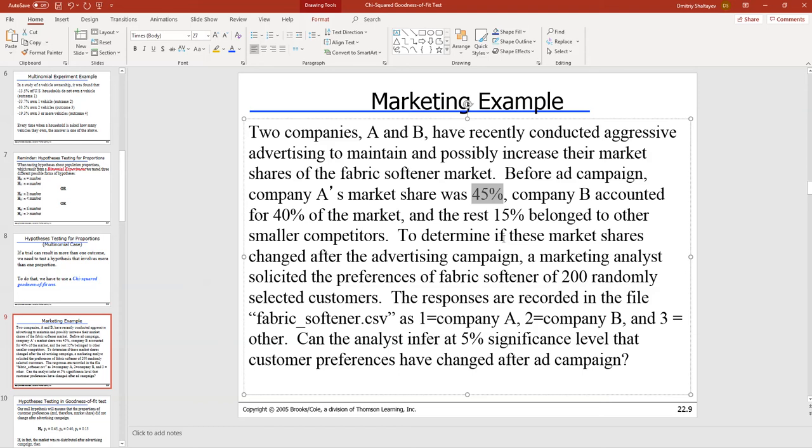Okay? A marketing analyst solicited the preferences from 200 randomly selected customers. So quite simply, they approached 200 people and said, hey, if you're buying fabric softener, which brand do you buy? Is it company A, is it company B, or is it something else?